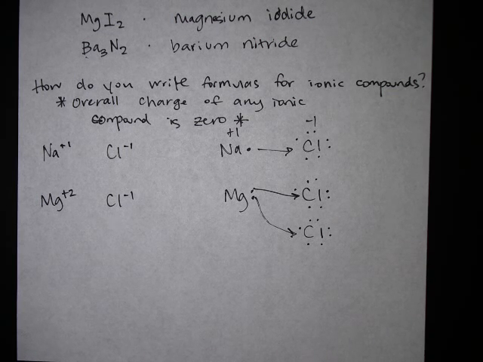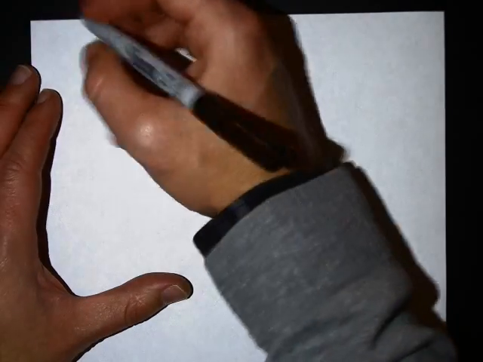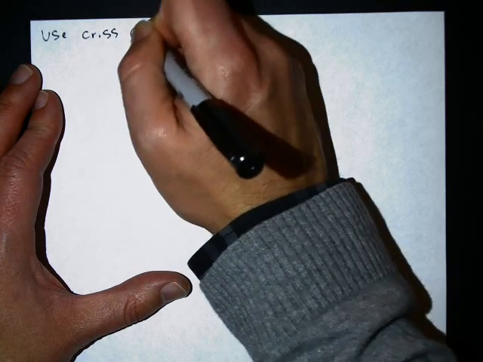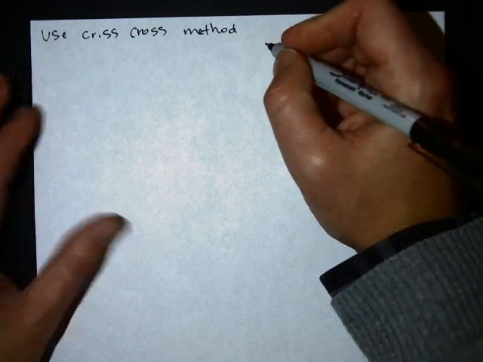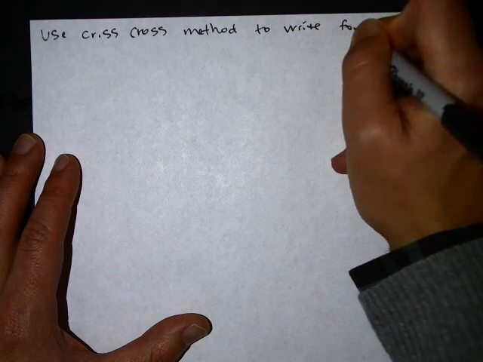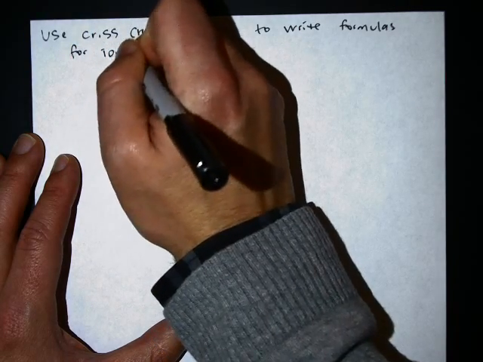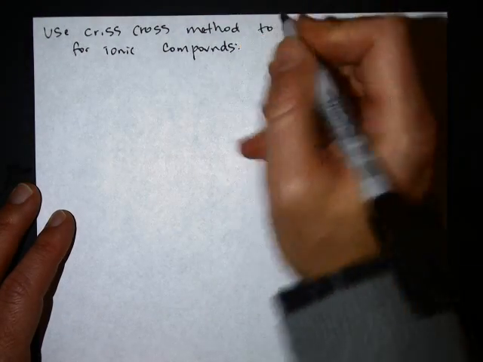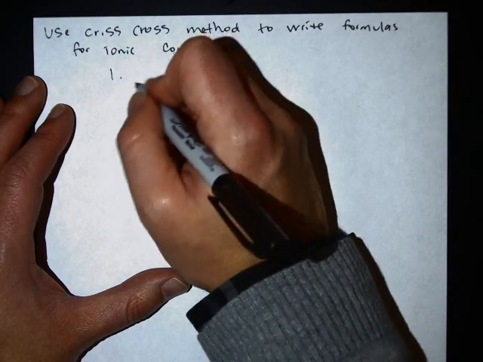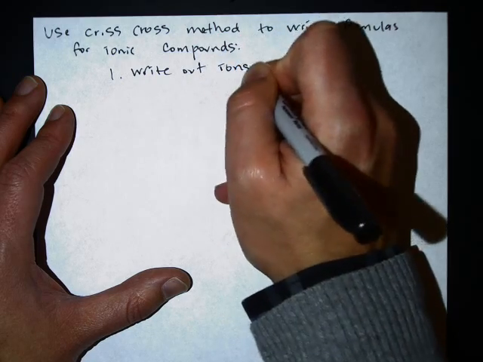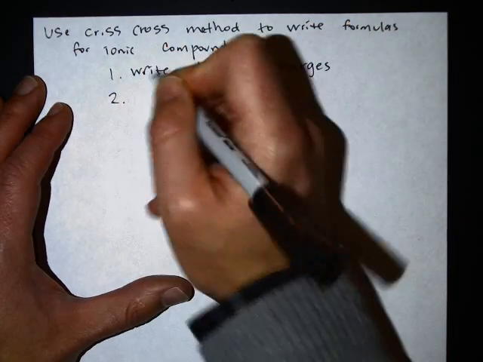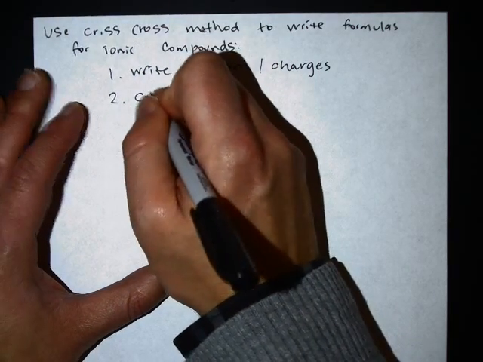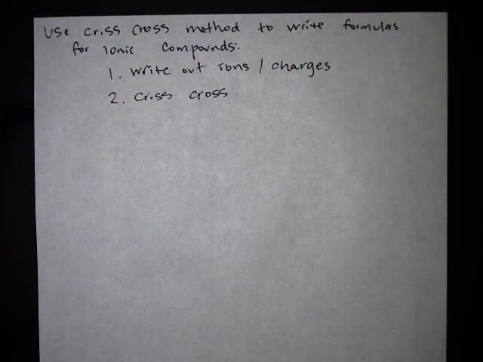But don't worry, there's a simpler way to do it, called the crisscross method. Sounds fun. It's so fun. It's got 2 steps. The first step is to write out the ions with the charges. Second step is to crisscross. Okay, that's it, we're done. Here's your homework. So easy, right? Let me show you what that is.